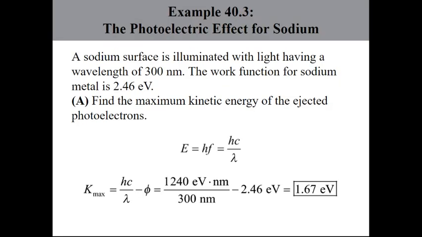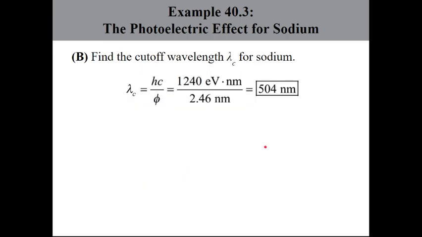Then a few examples here from the textbook asking you to find the maximum kinetic energy for a sodium plate. So again, you can use the work function formula here. All it's saying is whatever kinetic energy you have is the leftover energy from the photon after you spend some of that energy in overcoming the work function of the metal. And then the cutoff wavelength, it's just finding out what the lowest possible frequency or highest wavelength is before photoelectrons stop getting emitted.